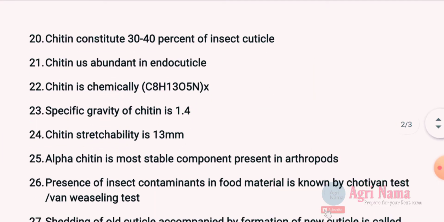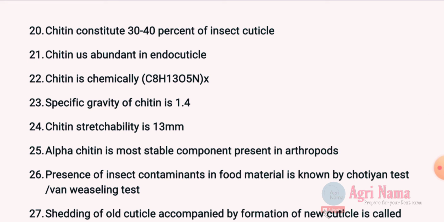20th question. Chitin constitutes 30 to 40% of insect cuticle. Chitin, which is a polysaccharide, constitutes 30 to 40% of the insect cuticle. 21. Chitin is abundant in endocuticle. So chitin is present in a large quantity in endocuticle. Chitin is chemically (C8H13O5N)n.